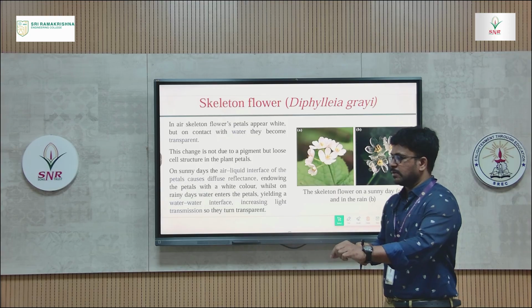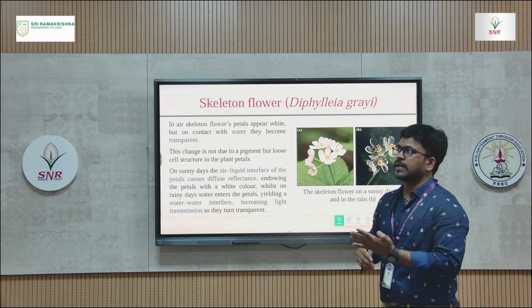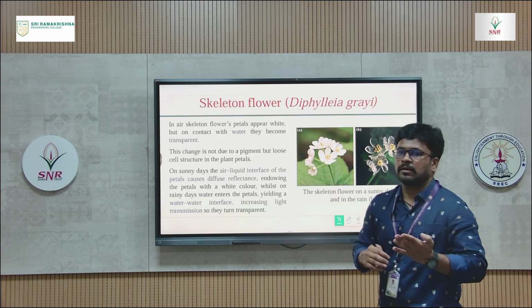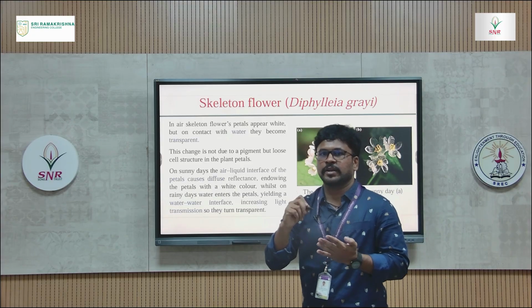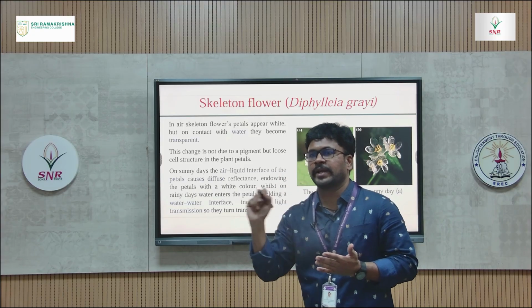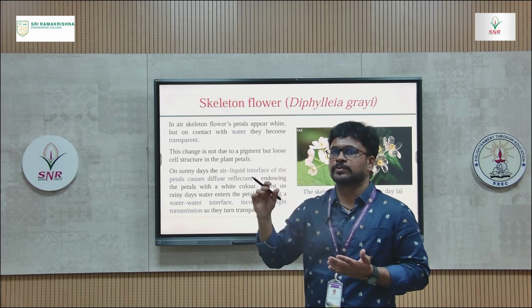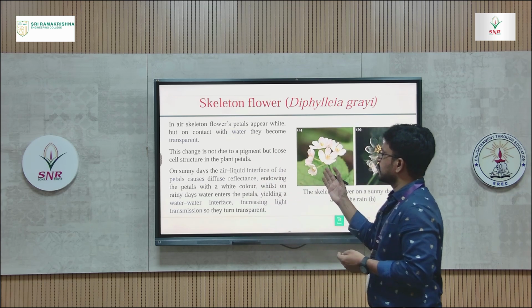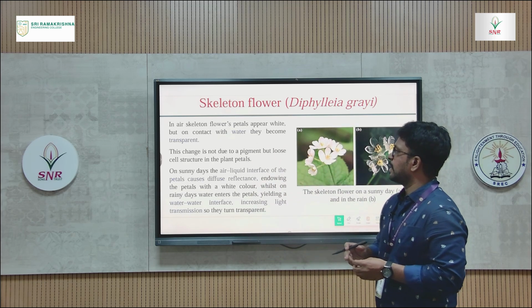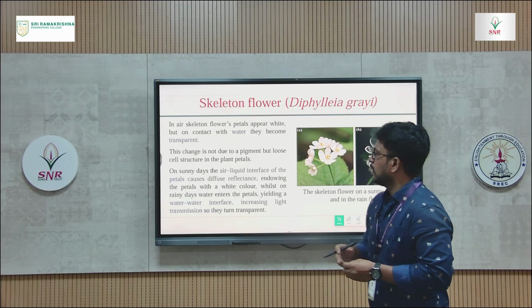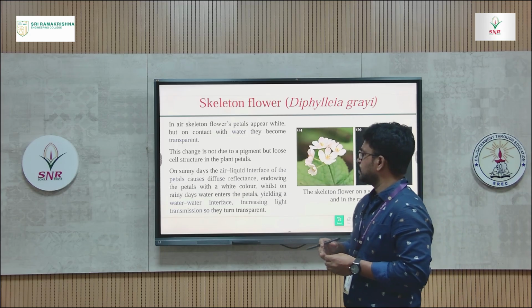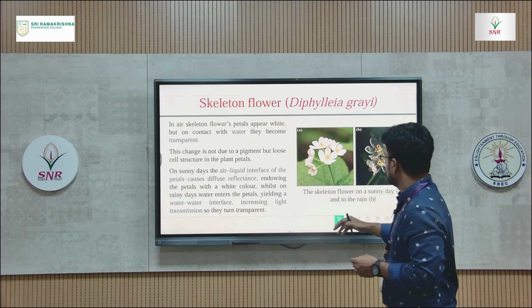When we touch small papers, we can also see this in plates. In childhood, we used plates called radium plates, where we could put water on them and they would become transparent. On sunny days, the air-liquid interface of the petals causes diffuse reflectance, and the watery interface increases light transmission, so they become transparent. This is one more example.